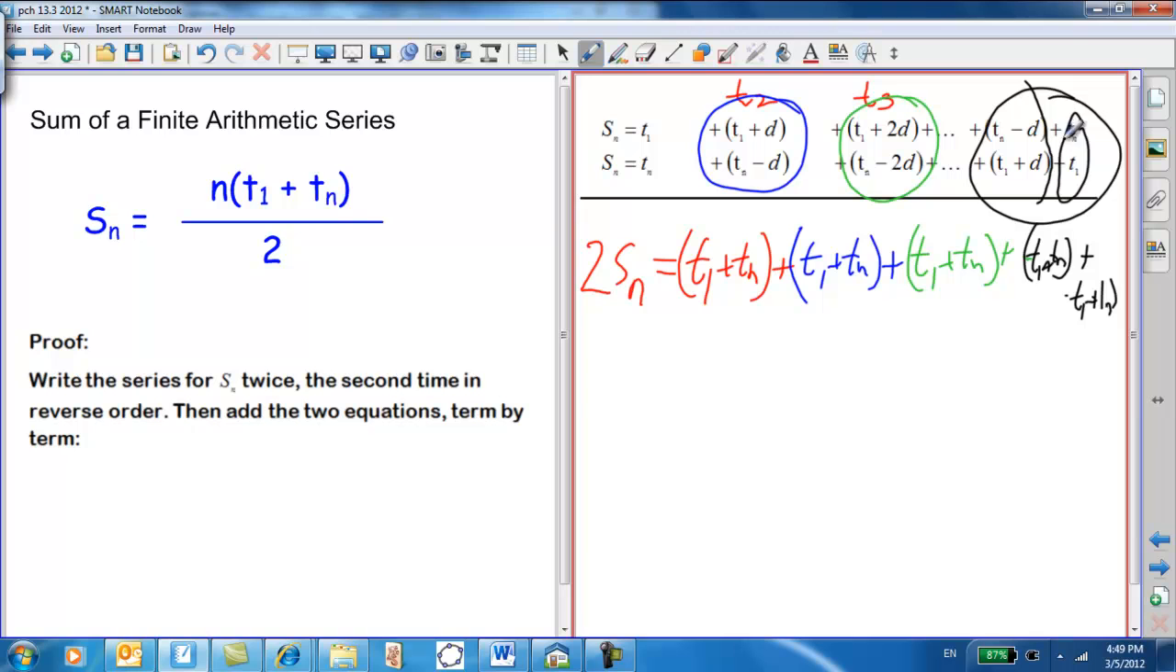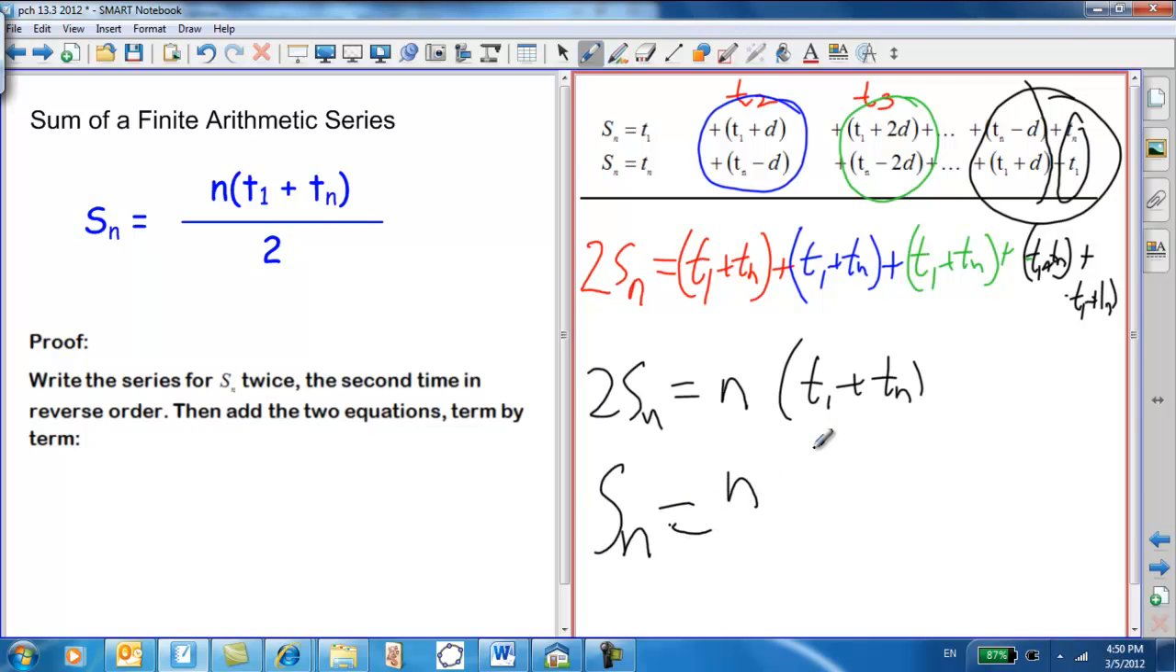So how many of these do we have? Well, we're going to have n of them. So 2 s sub n equals n of these (t sub 1 plus t sub n)'s, because we went from t sub 1 up to t sub n. And so s sub n equals n times (t sub 1 plus t sub n) over 2.